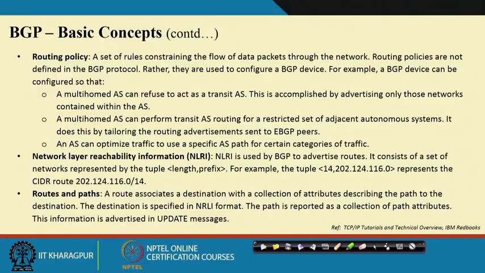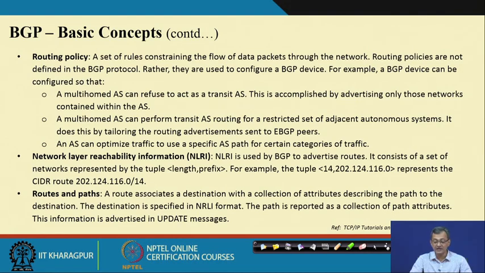Routes and paths with respect to BGP: a route associates a destination with a collection of attributes describing the path to the destination. A destination is specified in NLRI format. The path is reported as a collection of path attributes. This information is advertised by the update message. So, now how do I define a route? It is defined by a set of ASs. How these ASs are defined is by a set of path parameters, right.